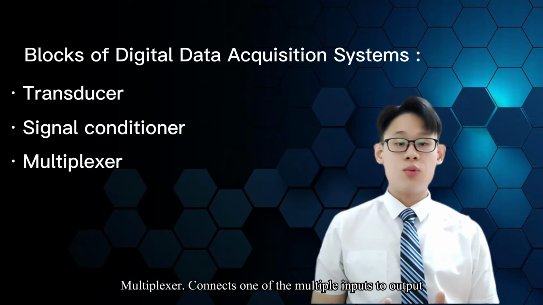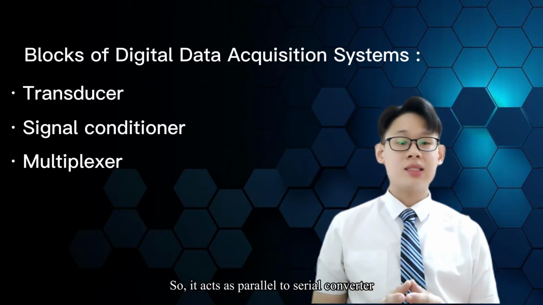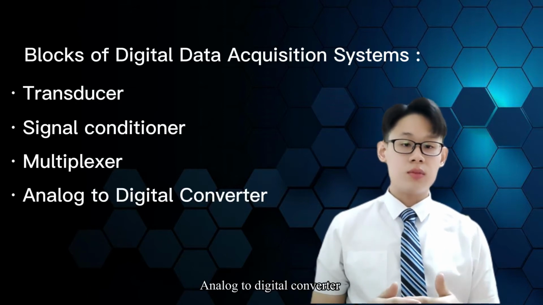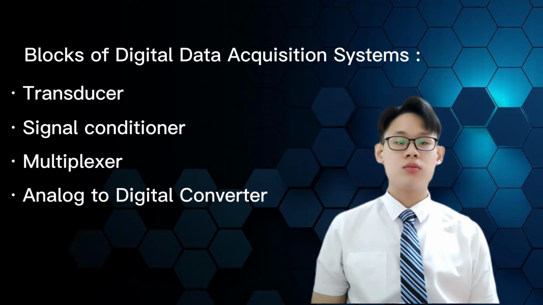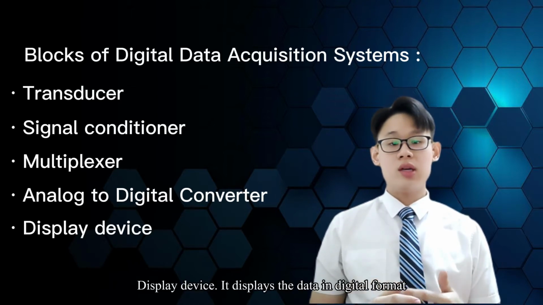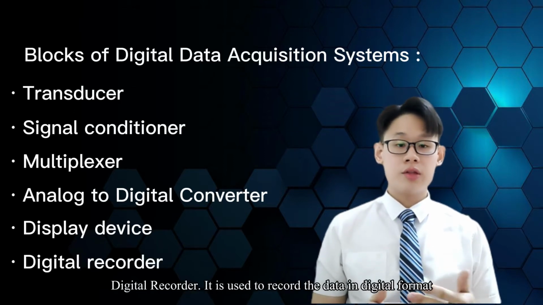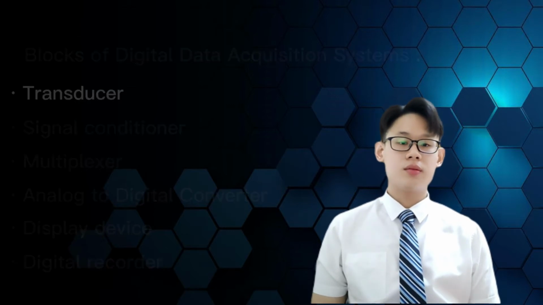Multiplexer connects one of the multiple inputs to the output, so it acts as a parallel to serial converter. Analog to digital converter, it converts the analog input into the equivalent digital output. Display device, it displays the data in digital format. Digital recorder, it is used to record the data in digital format.